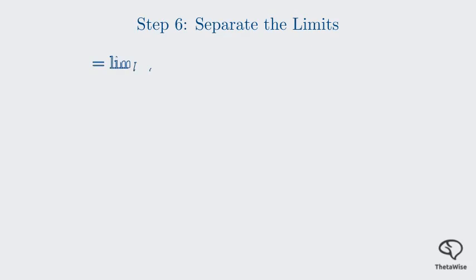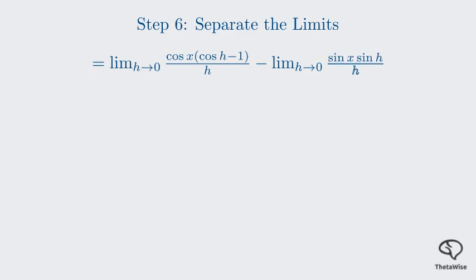The limit as h approaches 0 of cos x times cos h minus 1 over h, and minus the limit as h approaches 0 of sin x times sin h over h. Because cos x and sin x do not depend on h, we can factor them out of their respective limits. This leaves us with two standard limits we need to evaluate. This simplifies our expression to cos x times the limit of cos h minus 1 over h, minus sin x times the limit of sin h over h.